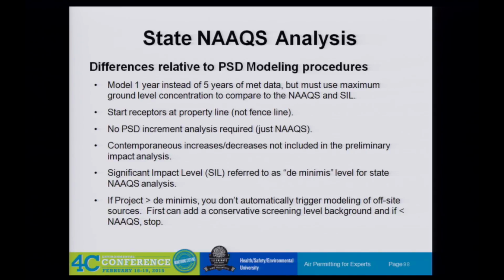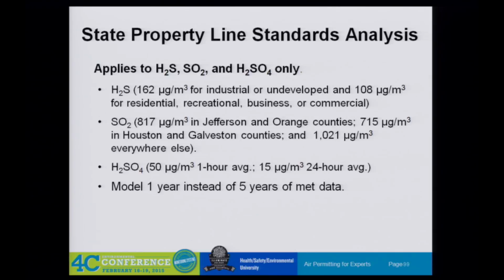Okay, so the significant impact level is referred to as a de minimis level for state NAAQS. In other words, they use the federal SILs to say when you don't have to go any further: you blow a SIL, you're finished. And I think I talked about the last bullet already. This just gives the property line standards for the state property line analysis. Just look those up.